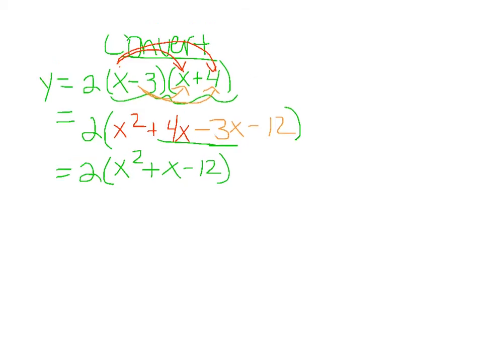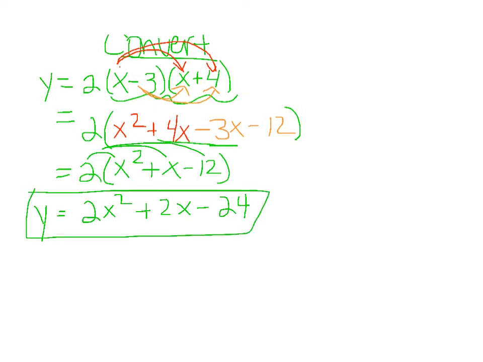And then now we need to distribute this 2. This 2 distributes everywhere. So we have 2x squared plus 2x minus 24. That's our y equals. Now we have our ax squared plus bx plus c, and we are in standard form.